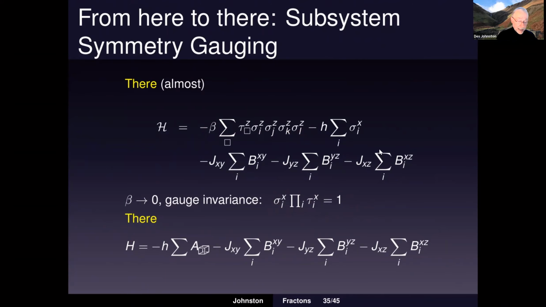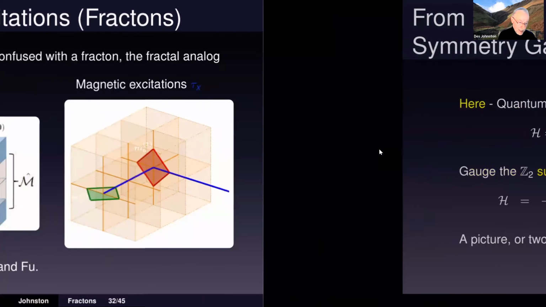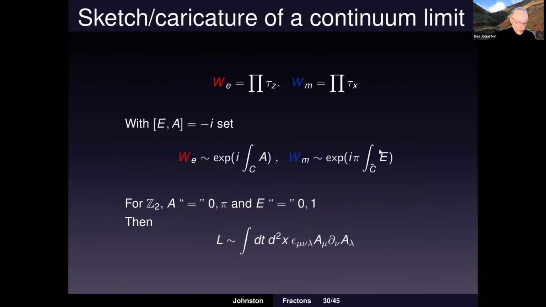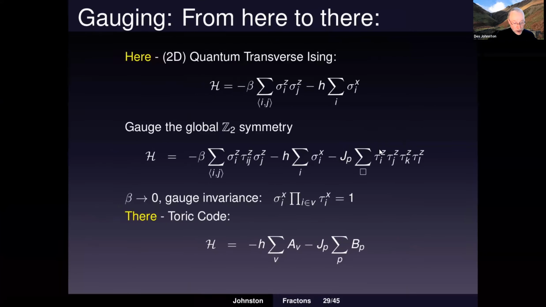So just to repeat that, way back here, I gauged the standard Ising model in 2 + 1 dimensions, quantum Ising model. I had a look at a high temperature limit, gauge invariant sector, and I got the toric code.